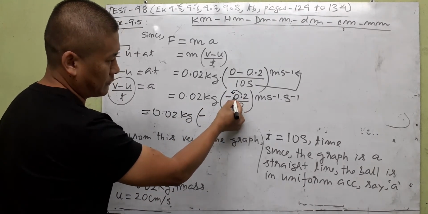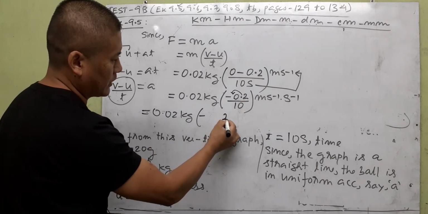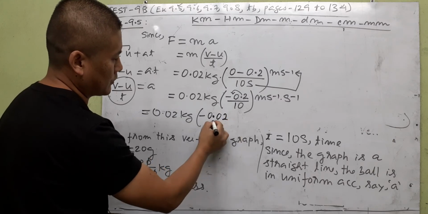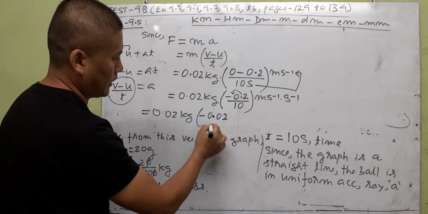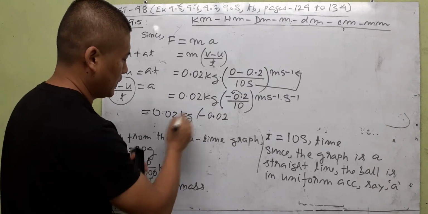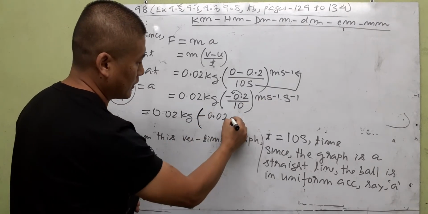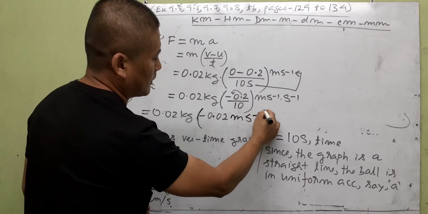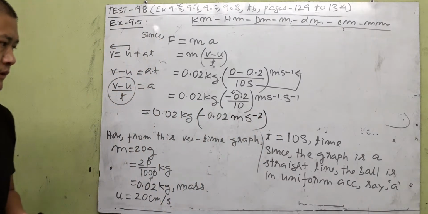0 means the symbol will still move one to the left of this 0. So it will become 0 minus 0.02. Okay, and then minus 0.02, then this one, meter second to the power minus 1 is minus 2. So meter per second square you'll get.